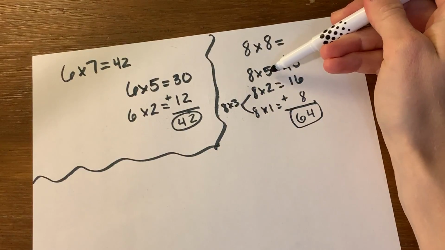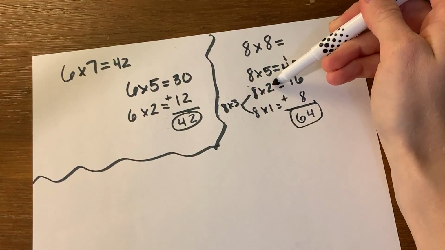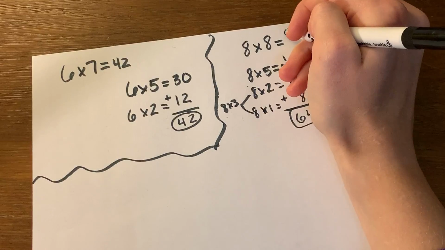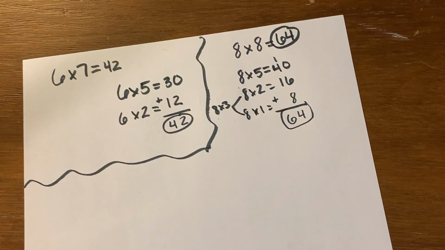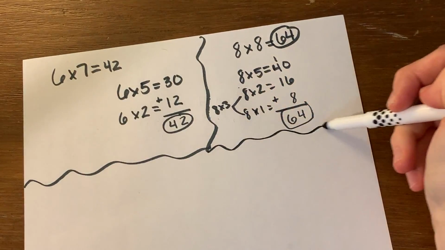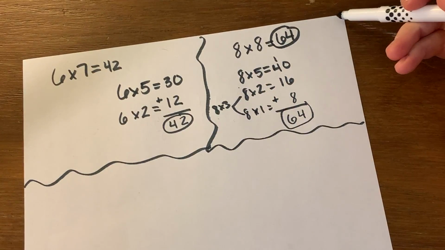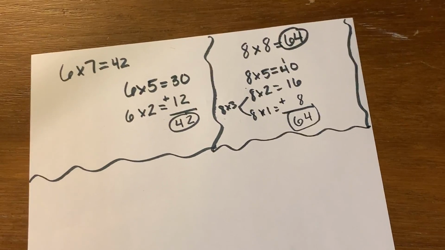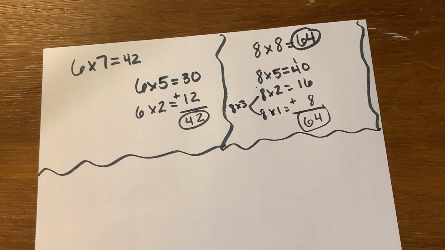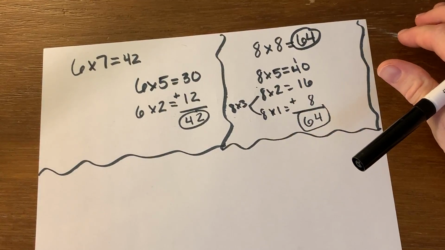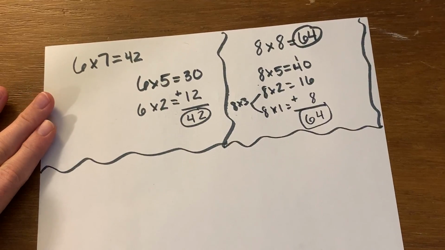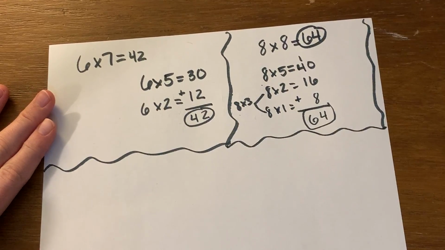I still have 8 groups. 5 plus 2 is 7, plus 1 more is 8. I still have 8 groups. I just went about it in a different way. So that's one strategy that I wanted to point out to you, that you can use with anything. Any fact that you're not quite sure of, you can use that strategy, breaking it down into other facts that you already know.